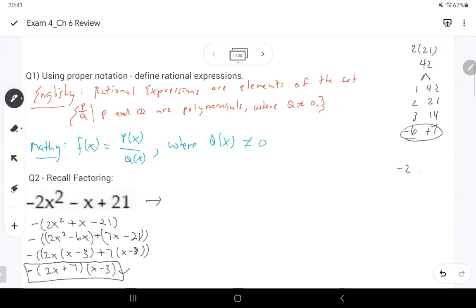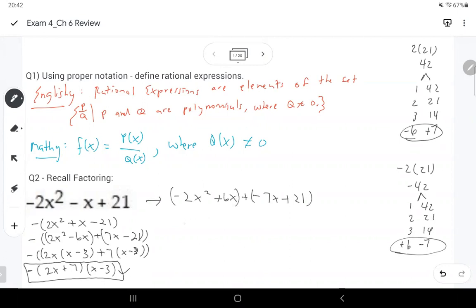So we would essentially have -2 times 21 gives us technically -42. I'm not going to worry about the signs for everything, just for the two that work. And you'll see the signs actually change. So then we'll still have -2x squared plus 6x plus minus 7x plus 21. We'll factor by grouping again. This time we have to pull out a -2x and then a -7.